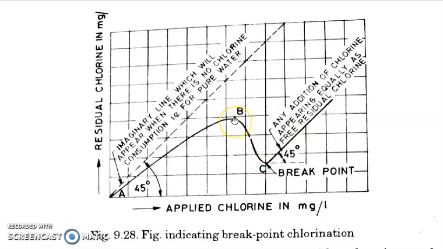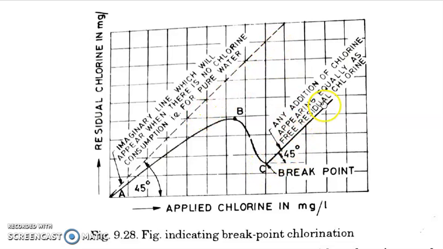Now this is a point B where maximum amount of organic matter gets oxidized, and in this process of oxidation of the organic matter, a lot of chlorine is used. Therefore the residual chlorine value will be very much less than the applied chlorine. Now there is a point C here, which is called the break point, and from this point onwards you will get the residual chlorine line, which is exactly parallel to this dotted line shown here.